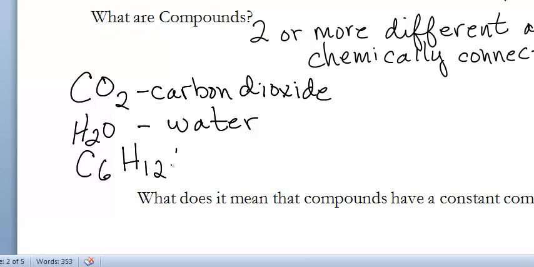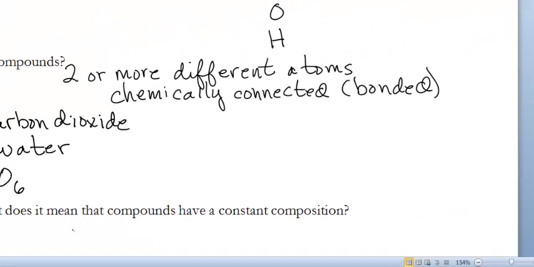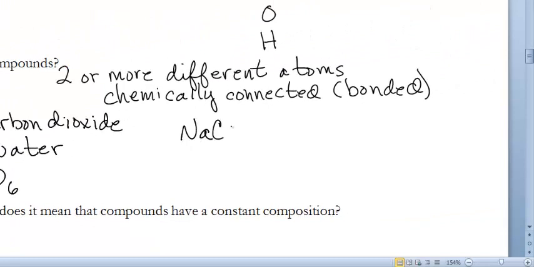This is a form of sugar called glucose, which is 3 different kinds of atoms: carbon, hydrogen, and oxygen. And this type of sugar is used in photosynthesis along with water and carbon dioxide. So all of these are compounds. You might be familiar with another compound called sodium chloride, NaCl. This is common table salt. So all of these are compounds because they contain 2 or more different kinds of atoms.